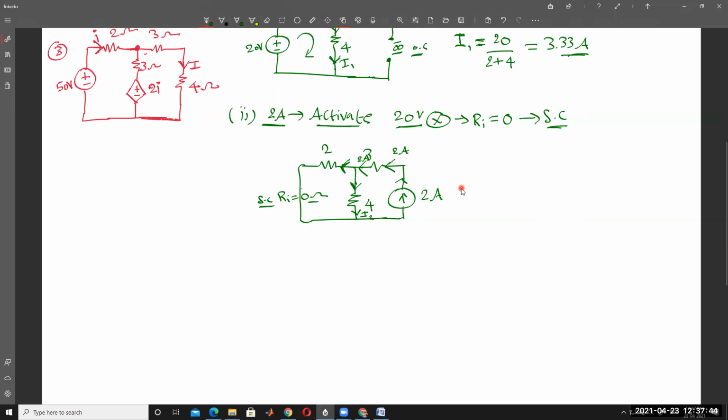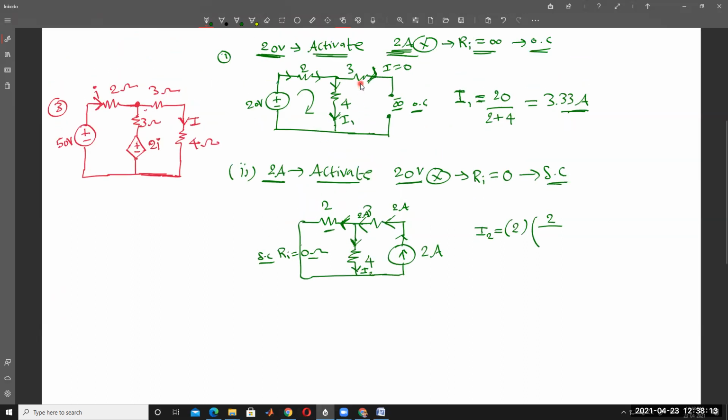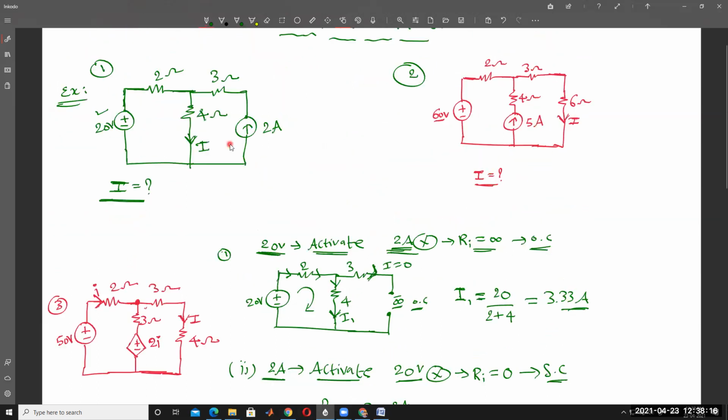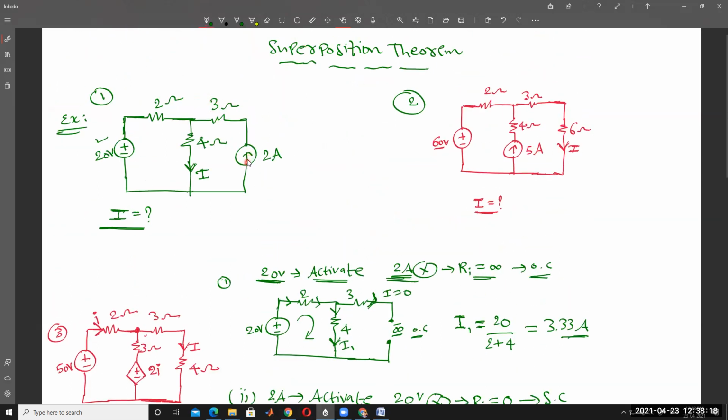Then, according to the current division rule, current I2 is equal to the total current, 2 amps, times the opposite resistor, the 2 ohm resistor, divided by the sum of the resistances. The sum means only these two resistors, the 4 ohm and the 2 ohm. We do not include the 3 ohm resistor because current is not dividing in the 3 ohm resistor. The 2 amps current enters and divides only across the 2 ohm and 4 ohm branches.